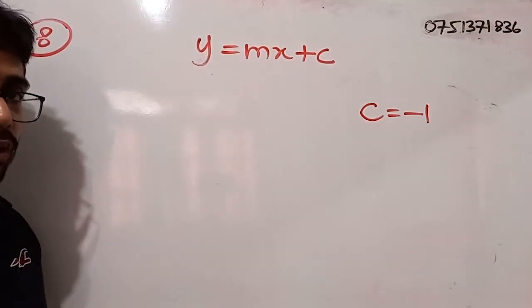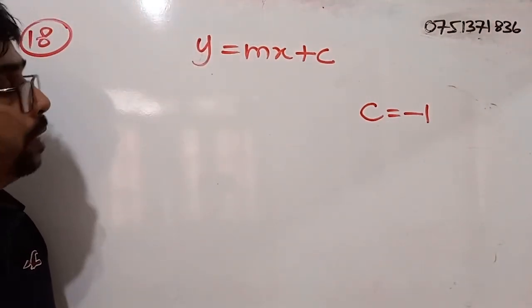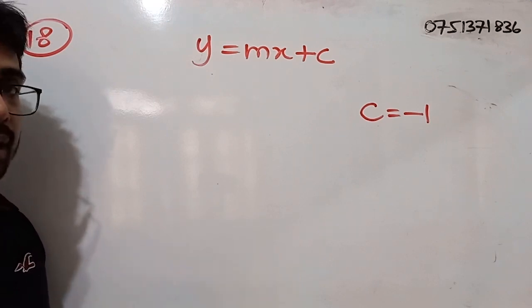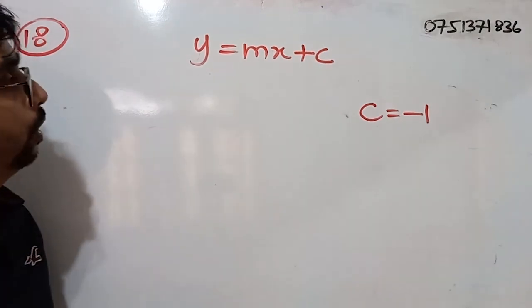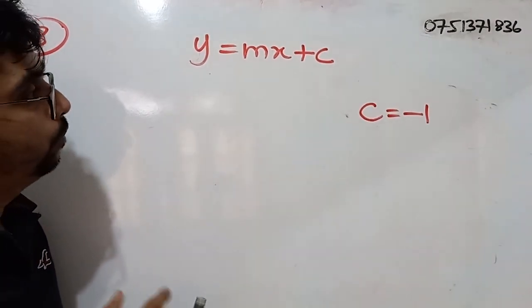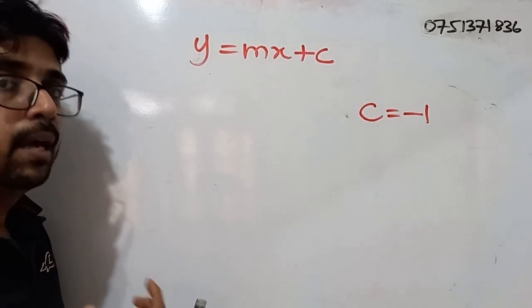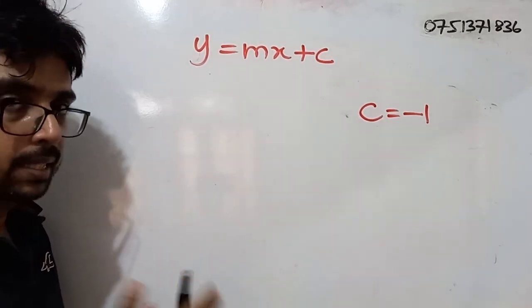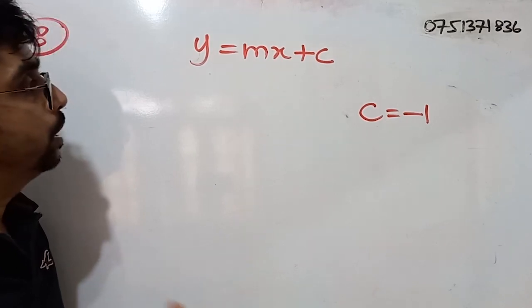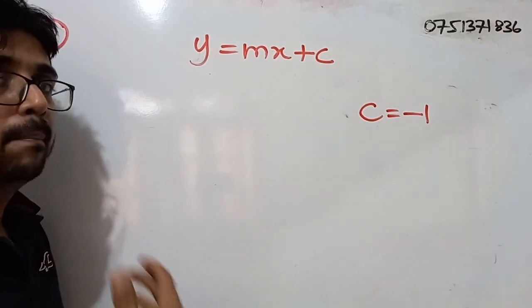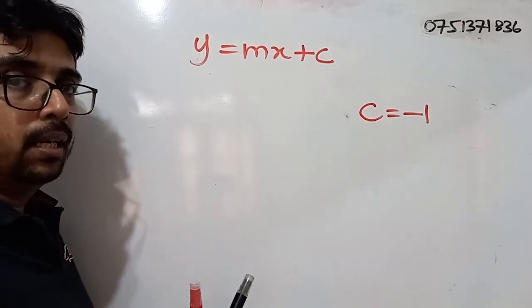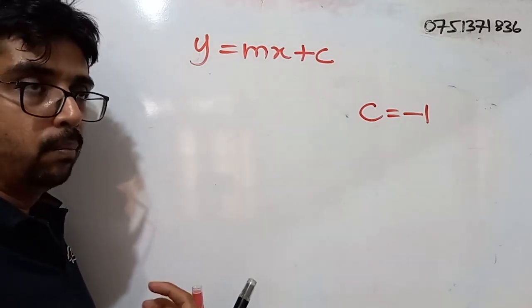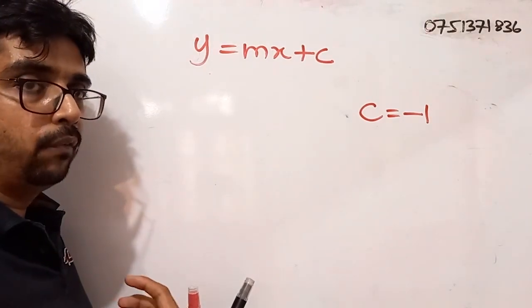Then what do we have to do? The only thing that is remaining that has to find is what? The value of m, or the value of the gradient. Okay, so now we know the value of the y-intercept. The next thing that we need to do is we need to come up with the value for the m, or the gradient.